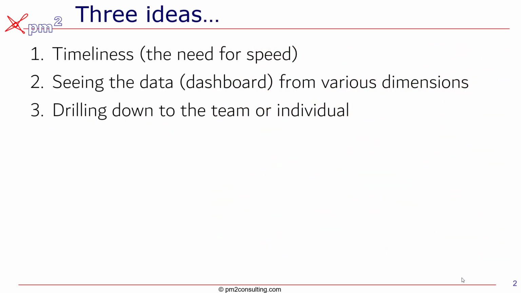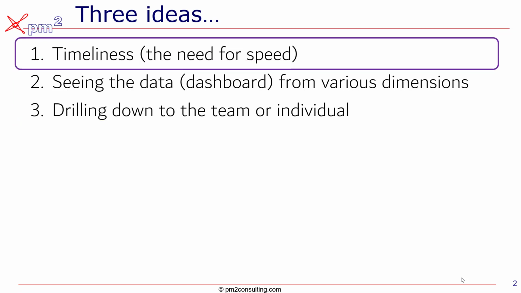I'm going to cover off 3 ideas. One, about the timeliness we now need in information and our dashboards, what we call the need for speed. Second, the need to see data from various perspectives or dimensions. And then thirdly, drilling down eventually to the team or individual level. So let's talk about timeliness to begin with.